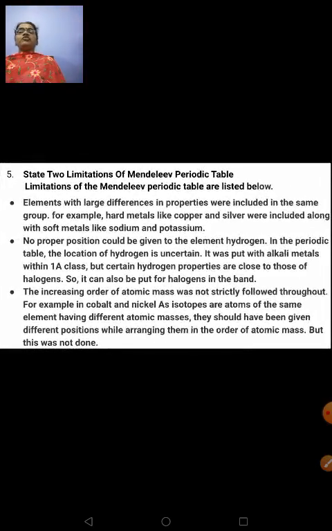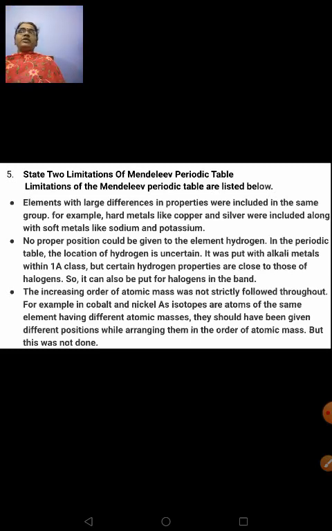State two limitations of Mendeleev's periodic table. Any two limitations you can write, but I have listed out the possible limitations of Mendeleev's periodic table. Depending on the question asked, you have to pick the points and write. A few limitations given here are: elements with large differences in properties were included in the same group. For example, hard metals like copper and silver were included along with soft metals like sodium and potassium.